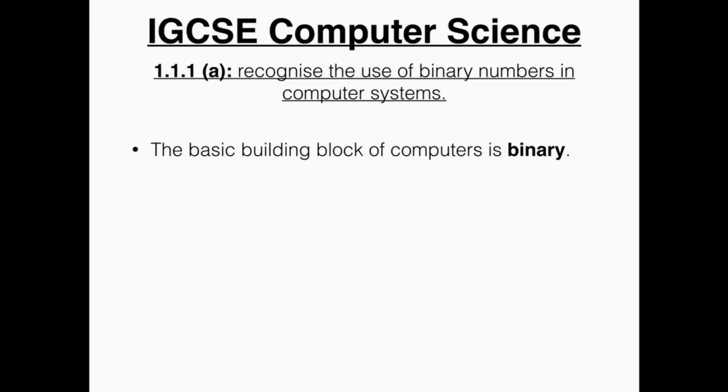Everyone should be familiar with decimal, the decimal number system, which is our number counting system. We have numbers 0 to 9, and then 10, 11, 12, and so on. Well, binary is like that, but it's binary, so it's base 2. Our counting system is what is known as base 10, but binary is base 2.